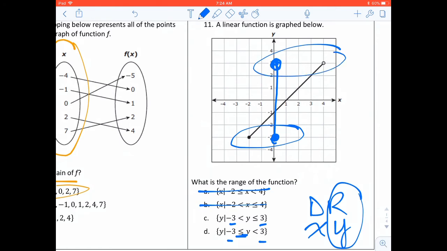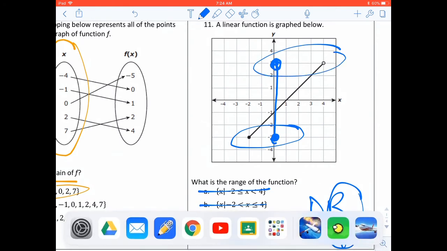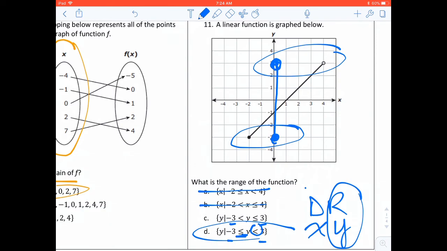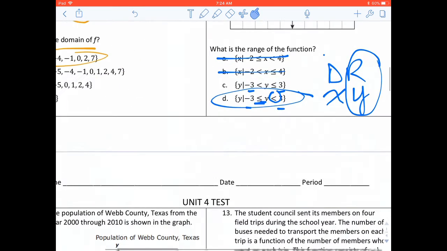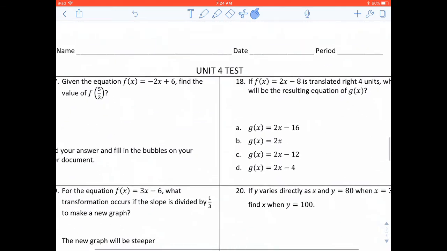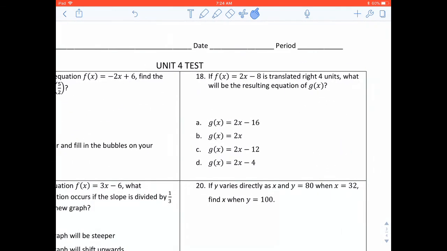And then the last one we're going to look at here is number 18. So here we go. If f of x equals 2x minus 8 is translated to the right 4 units. So what you have to do in order to do this problem, I'm going to draw this out because I don't have access to my calculator here. So we're down here at -8, and my slope is up 2 over 1, up 2 over 1. So I'm just kind of giving you a quick visual of what this graph looks like.